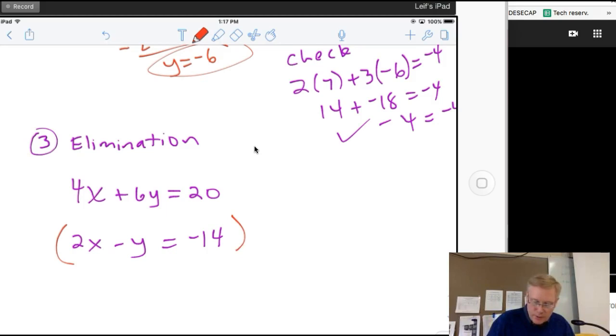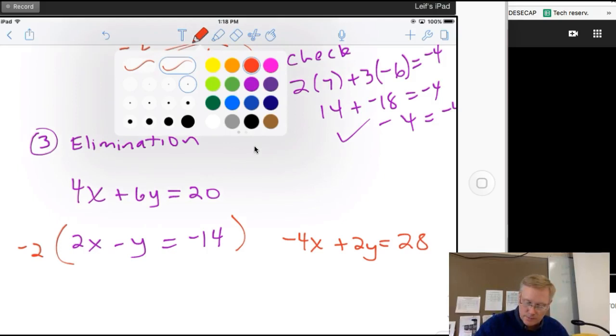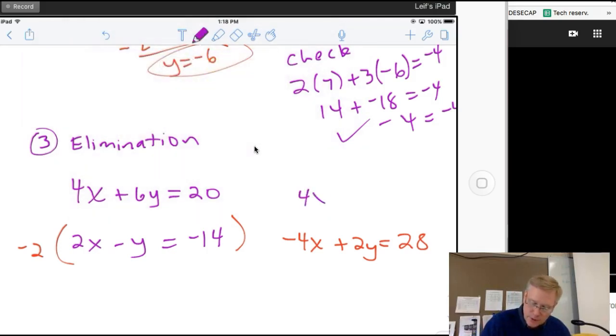So I'm going to multiply this whole thing by -2. And when I do that, I get -4x. -2 times -y is +2y. -14 times -2 is +28. I'm just going to rewrite the other equation right above it. The other one doesn't have to change. And then I can add straight down.